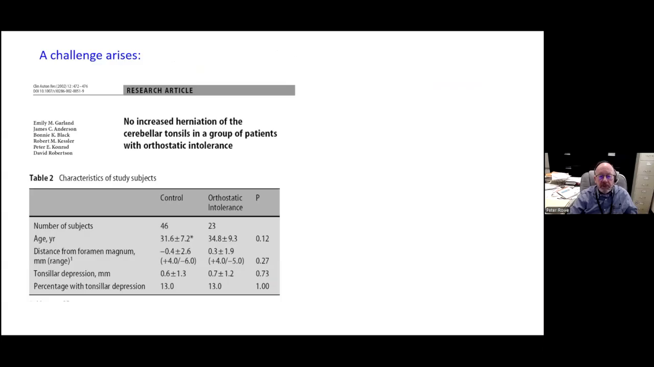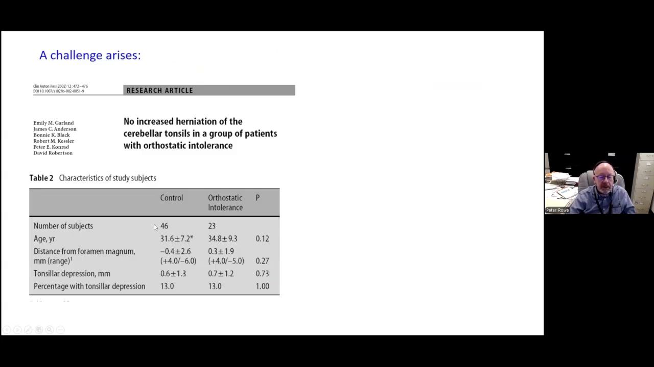That led to a challenge from the group at Vanderbilt, led by David Robertson. And they claimed to have found no increase in herniation of the cerebellar tonsils in a group of patients with orthostatic intolerance. So they had patients coming to their clinic, which required for their studies a very high norepinephrine level, and it was a clinical research unit where patients were to be off most of their medications. So this was a different group than we might encounter in clinical practice.